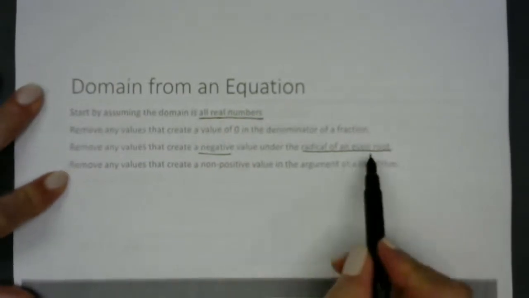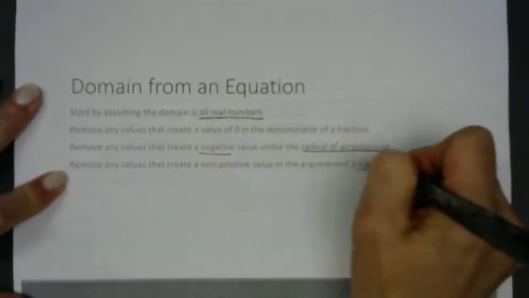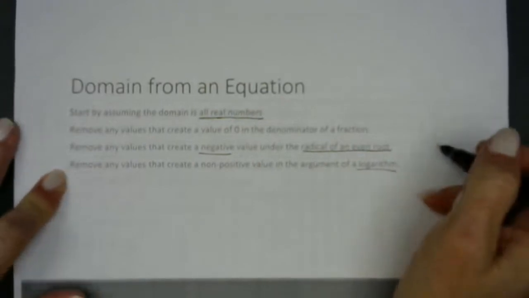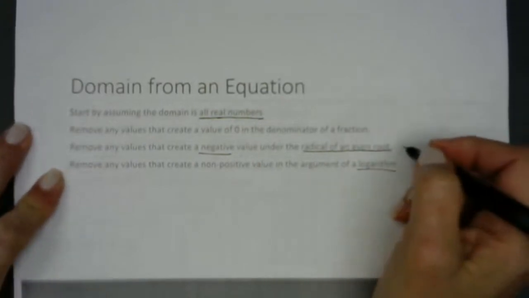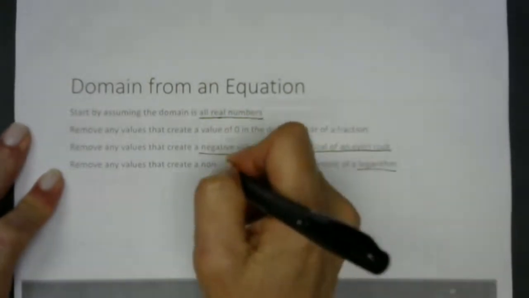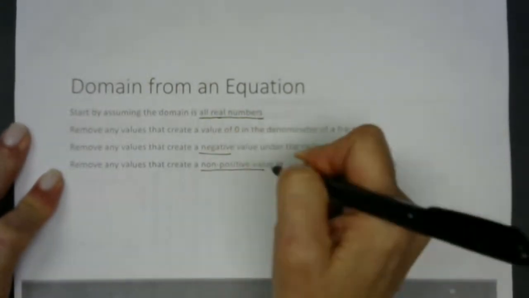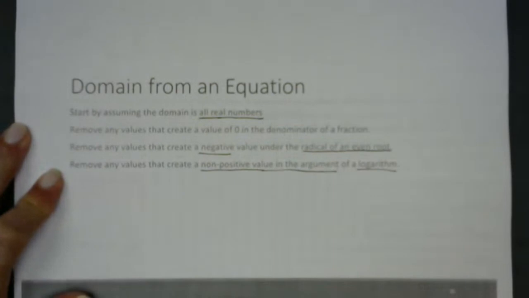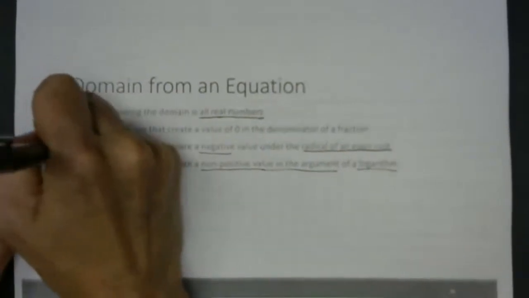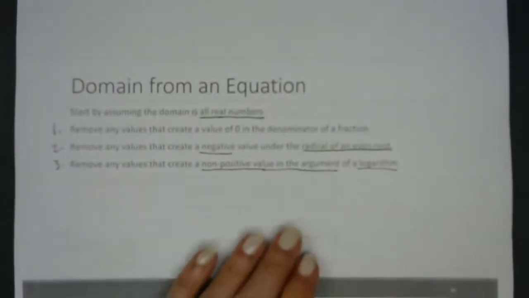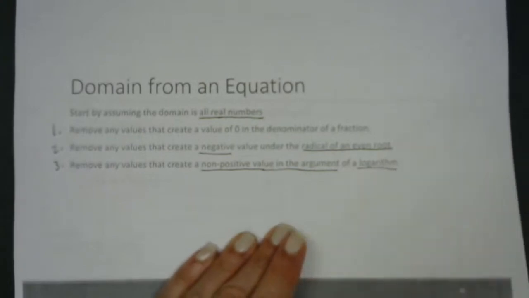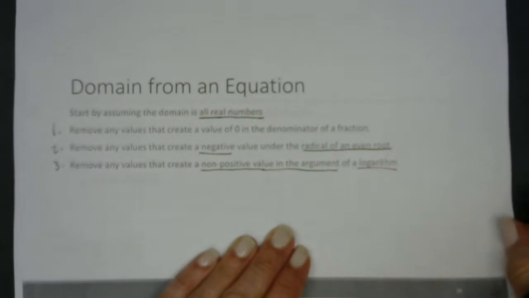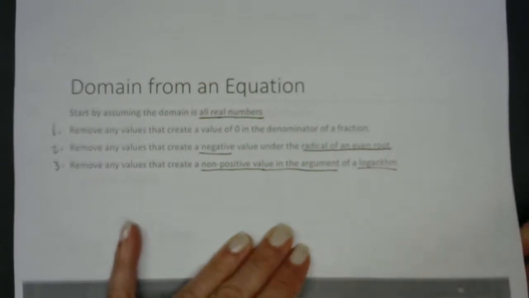And then lastly, if my function is a logarithm, if it has a log in it, the arguments of logarithms have to be positive. So if there are any non-positive values in the argument, I would have to remove those as well. All right. So there are three things to think about when finding the domain from the algebraic formula of the function. Those are the three exceptions I need to think about. If none of those three things exist, then my domain is going to be all real numbers.